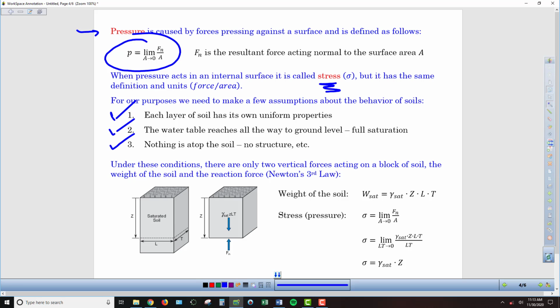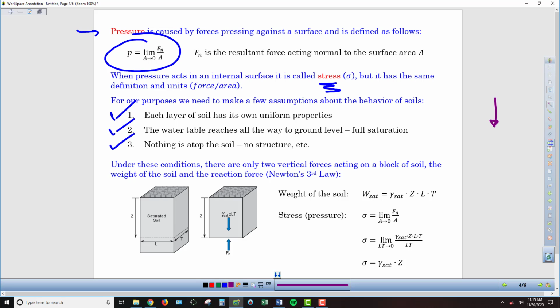And for now, we're just looking at the stress that the soil is experiencing due to the soil itself. So we're not putting anything on top of the soil yet. We're just calculating the stress that the soil experiences just because of its own weight, essentially. So under these conditions, there's only two vertical forces acting on a block of this soil. There's the weight of the soil itself, which is affected by gravity, and then there's the reaction force due to Newton's third law, so the normal force reacting to it.